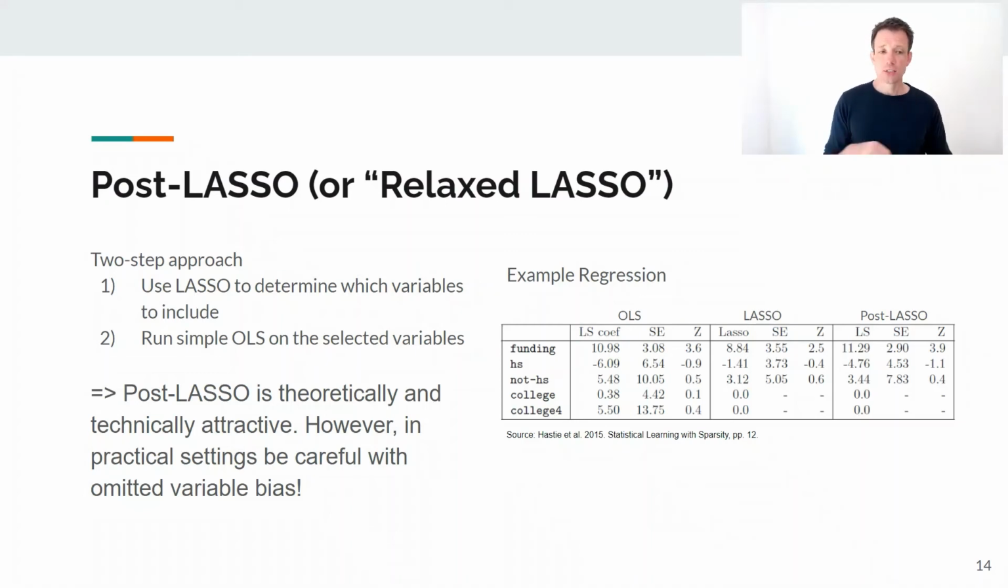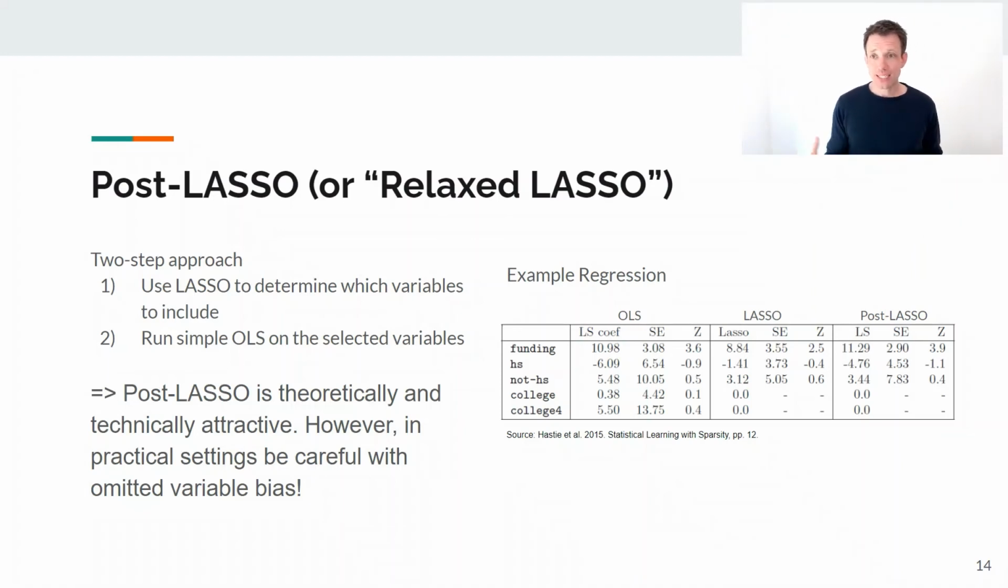So that is theoretically very attractive if the conditions are fulfilled, and it's also technically very attractive, a really simple approach that you can directly apply. Does that solve all our model specification problems? Does that solve everything? Is that the approach that you should always take?